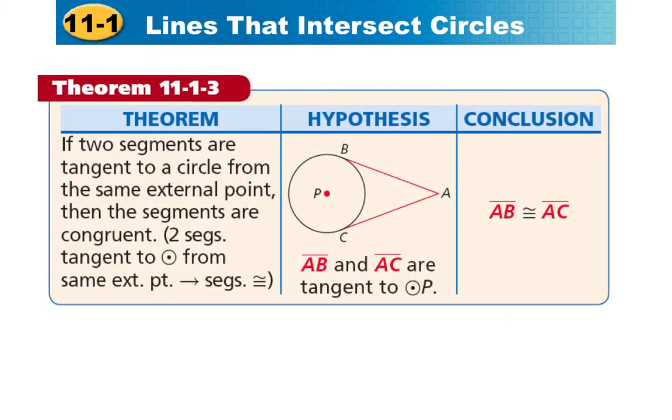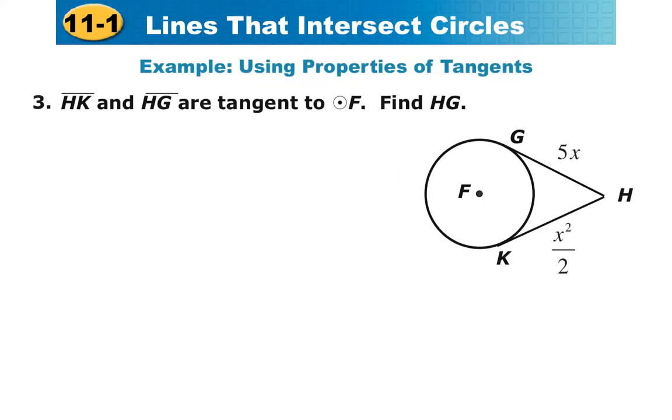Next theorem says if two segments are tangent to a circle from the same external point, this is the external point that they're talking about, then the segments are congruent. This distance, AB and AC, are congruent.